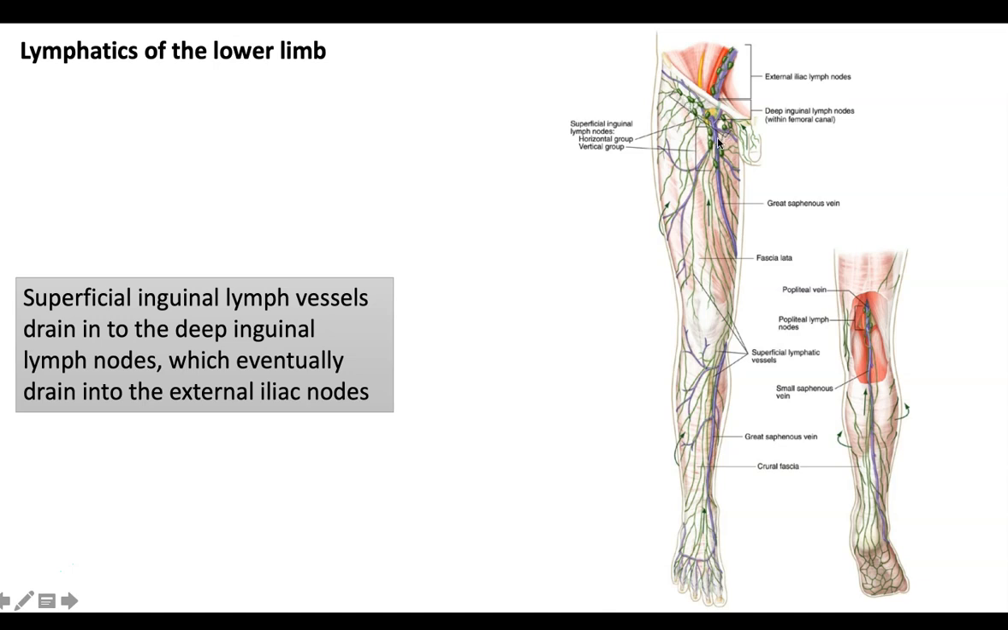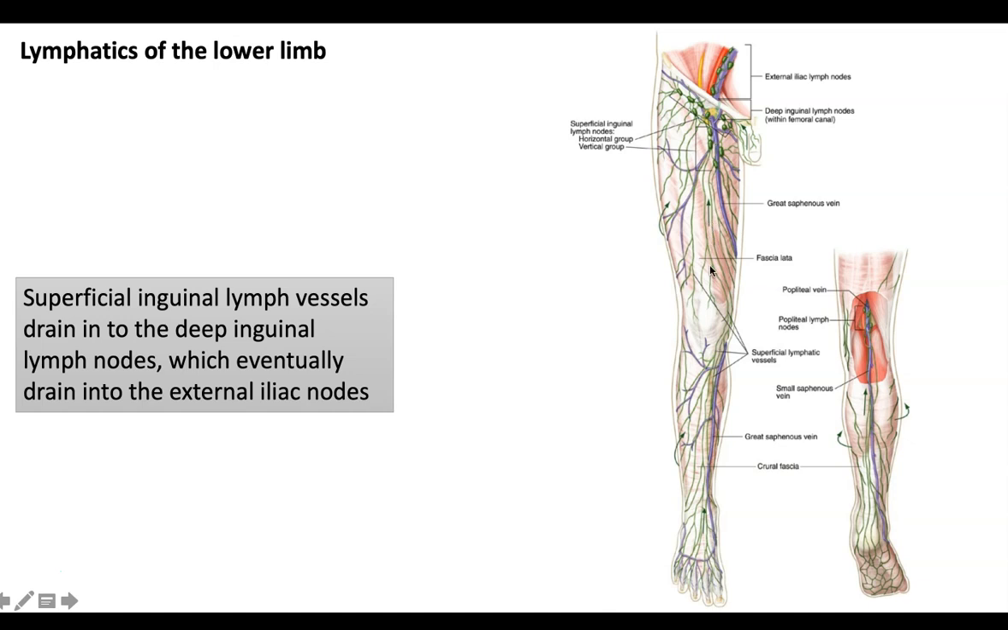There are several lymph nodes, and they are arranged into two groups. There is a horizontal group which lies parallel to the inguinal ligament, and there is a vertical group of superficial inguinal lymph nodes. They lie along, or accompany, the terminal part of the great saphenous vein. You will see there are large lymph nodes inferior to the inguinal ligament, and these superficial and deep inguinal lymph nodes receive the lymphatic vessels which accompany the tributaries of the great saphenous vein.